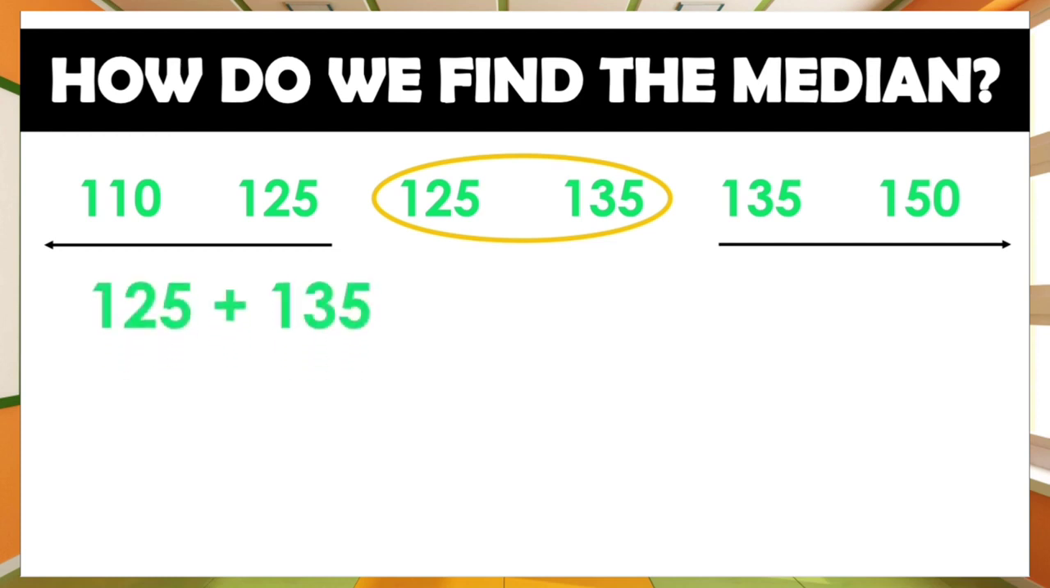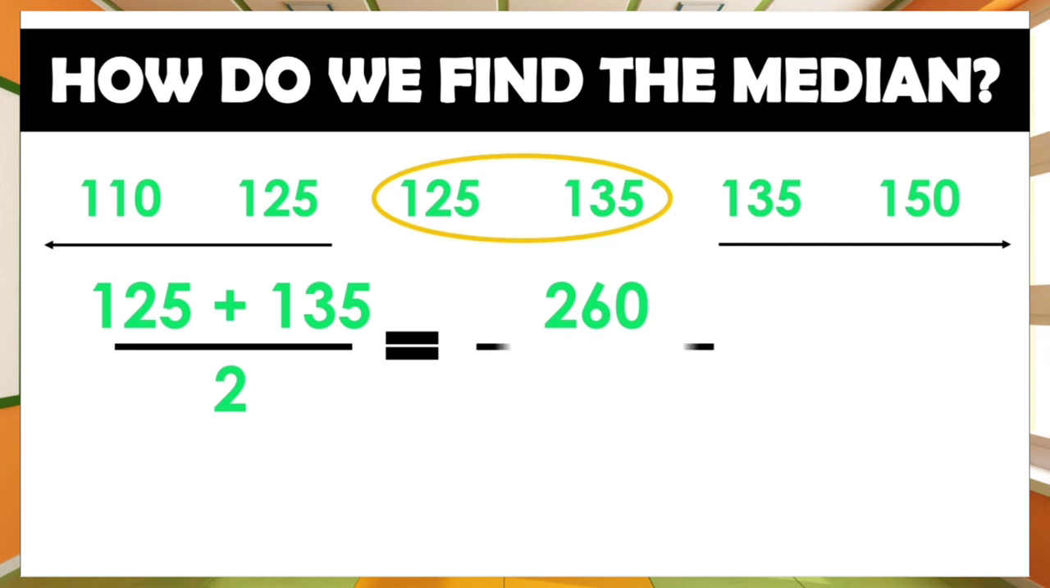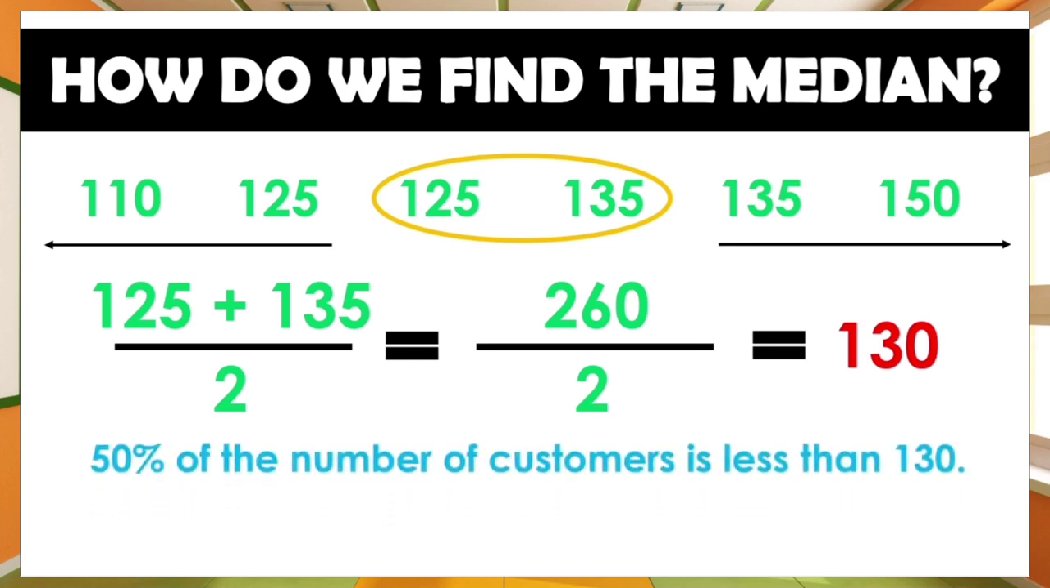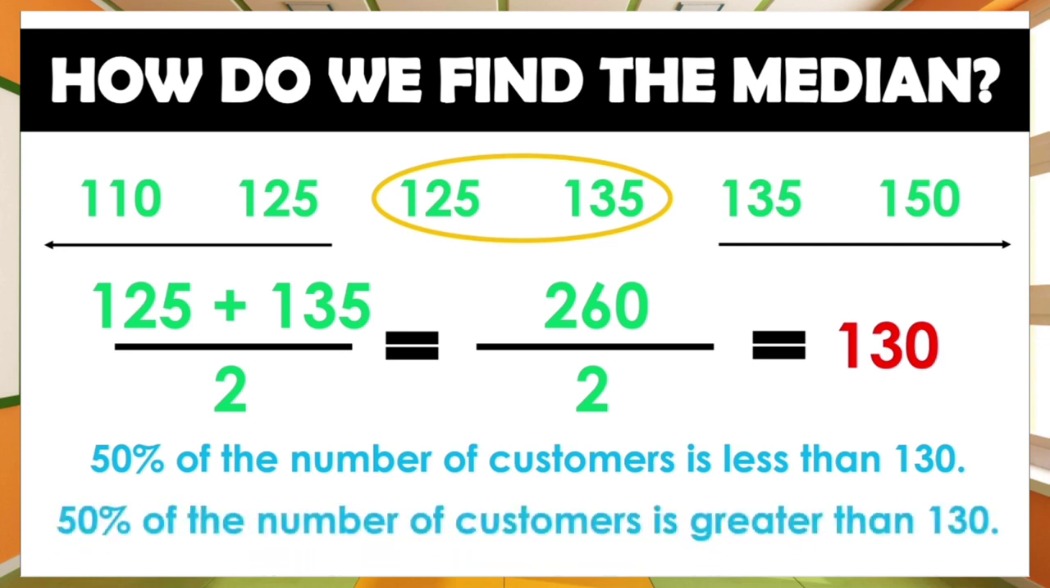So 125 plus 135 divided by 2, the sum is equal to 260, then divided by 2. Therefore, the actual median of the given data is 130. This means that 50% or half of the customers of Jollibee for the past 6 days is less than 130, while the other half is greater than 130 customers.